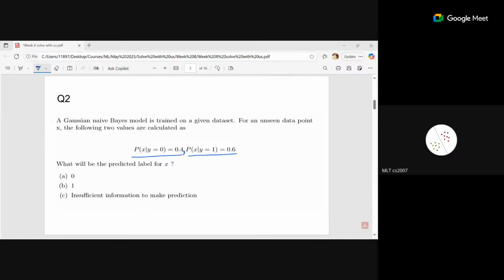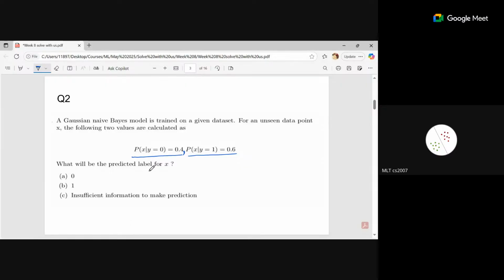Okay. Now, Joydev has answered option C. Okay. So, all right. Most of you have gotten option C here. So yes, that's correct.